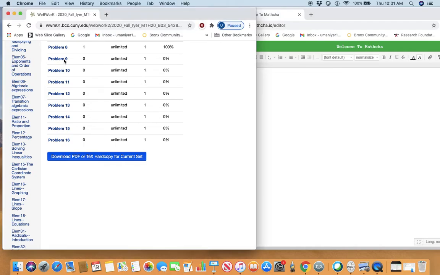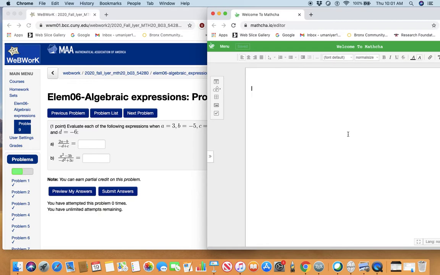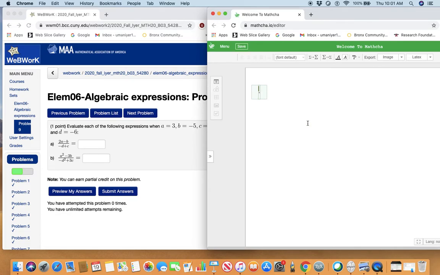Come back. Problem 9. Evaluate each of the following expressions when A is 3, B is -5, C is 4, D is -6. This expression and this expression. So, you see, when I see a fraction with variables, I replace these variables.